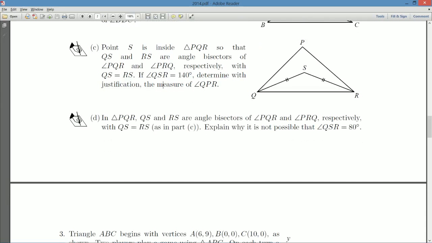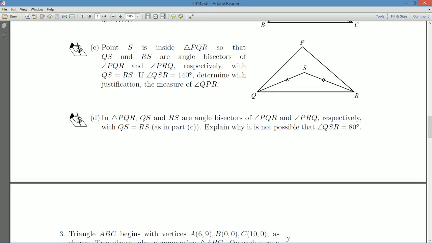Okay. D. In triangle PQR, QS and RS are angle bisectors of PQR and PRQ, just as before. And we're also having QS is equal to RS, just as before in this diagram. Explain why it is not possible that QSR equals 80 degrees.